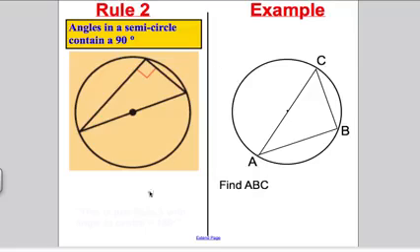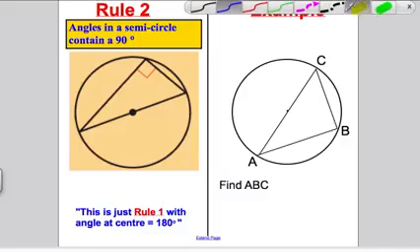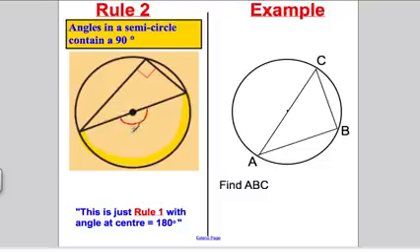Now, this actually is just rule 1 again, because remember we said in rule 1, if you take an arc and you look at the angle at the centre, here it's a straight line, so it's 180 degrees. Angle at centre, double angle at edge, therefore this angle here must be 90, which is half of that. So really, this is just a special case of rule 1, but it's one you've got to quote in the exam. Easy way of writing it: angles in the semicircle contain a 90 degree at the circumference.